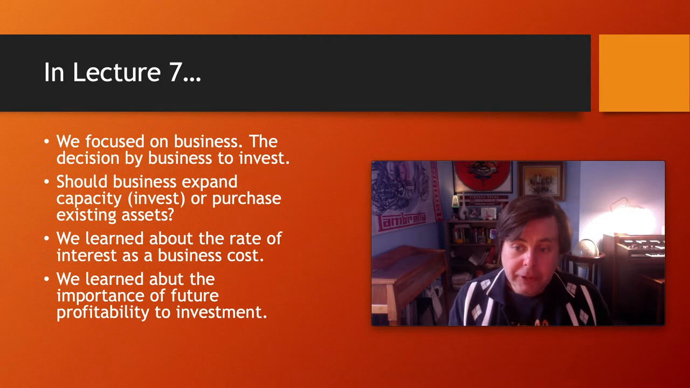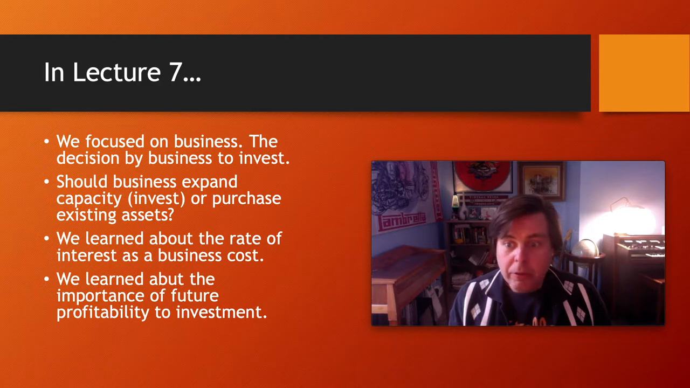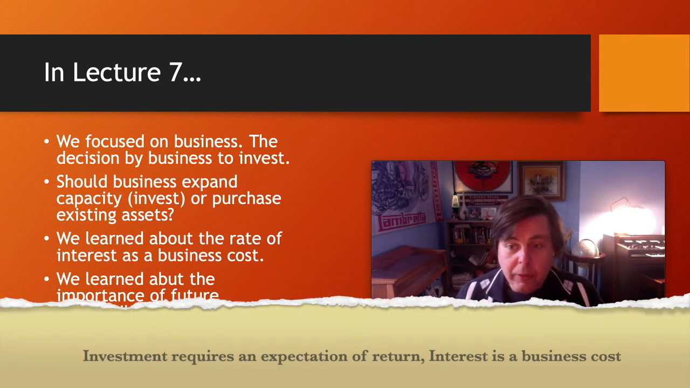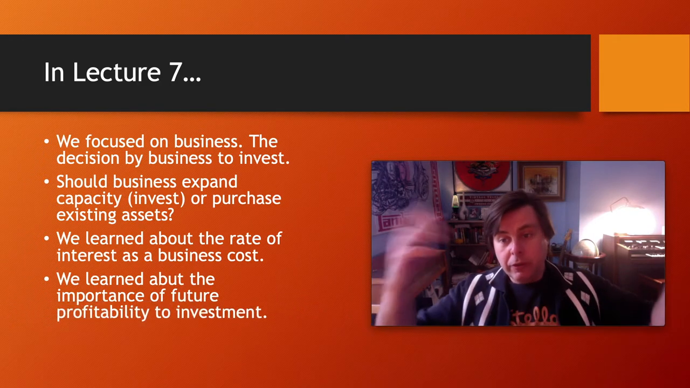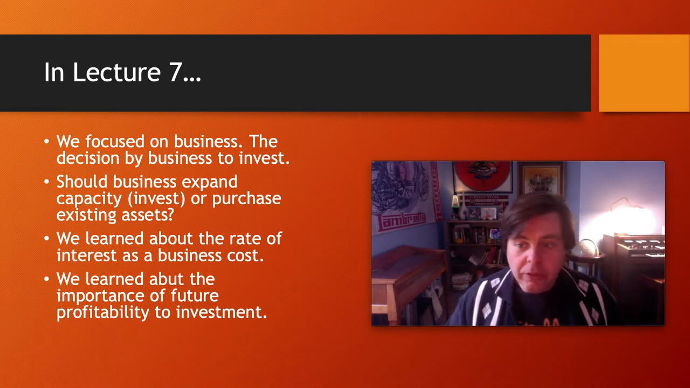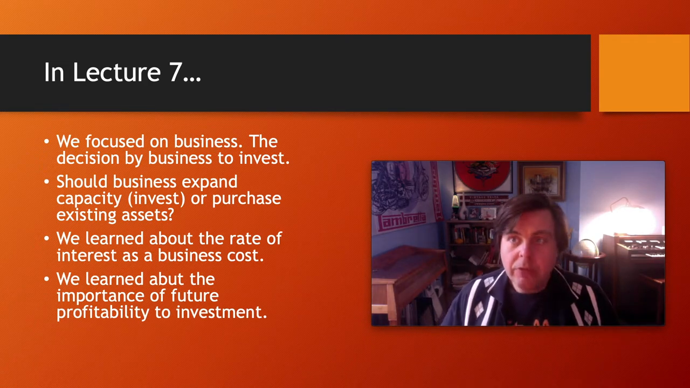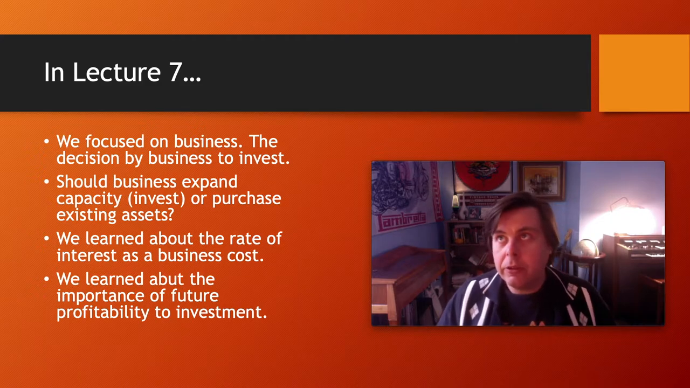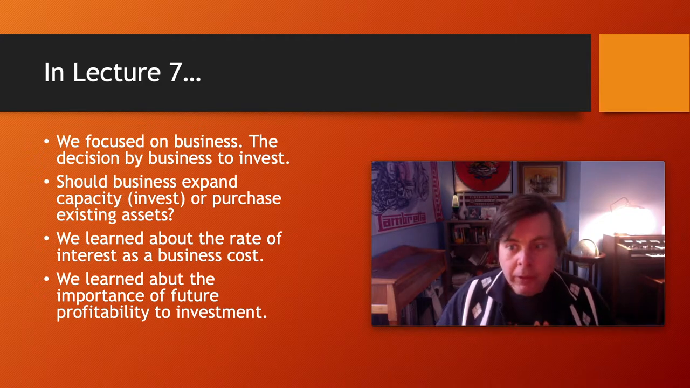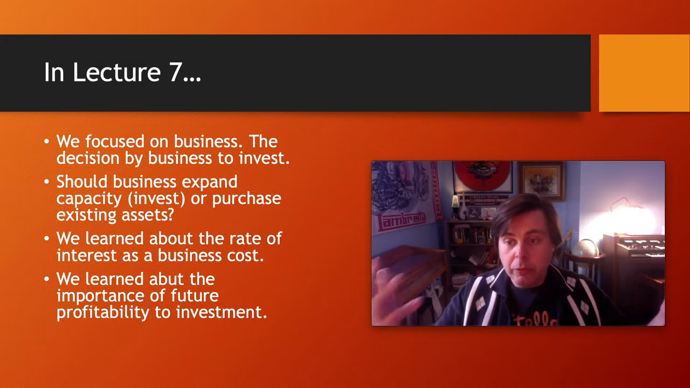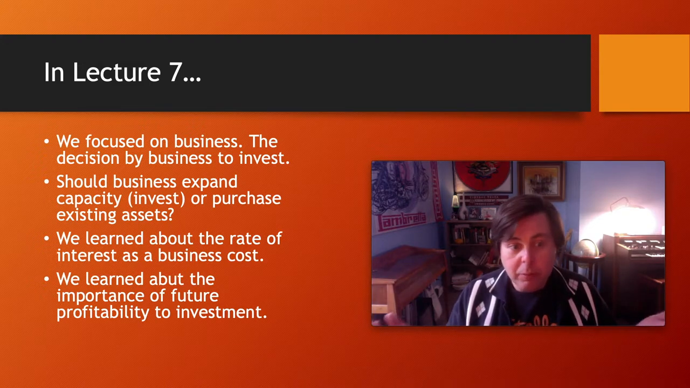Moving on to lecture seven, we shifted to business. We talked about the business decision to invest, right? And we already know, we just learned in the last lecture, in lecture six, about households and savings. But why do businesses invest? Why is that an important decision for them? Why is it a risky decision? And then what is the relationship between their willingness to make that decision and households? As we learned, of course, for households to save, businesses have to be willing to invest.